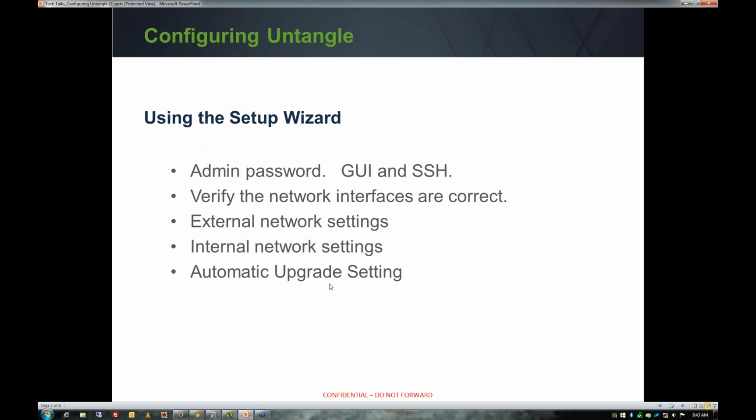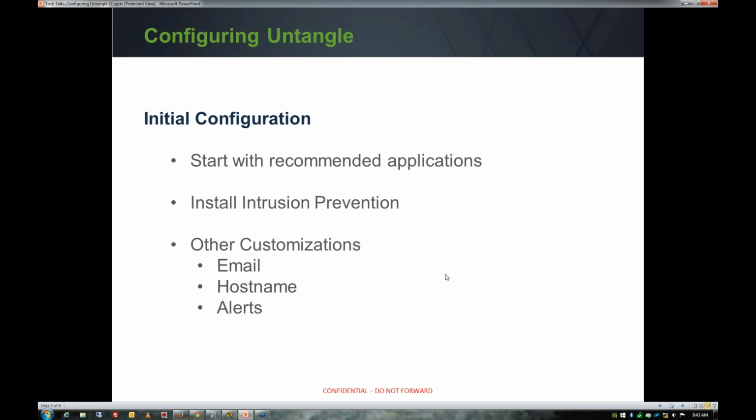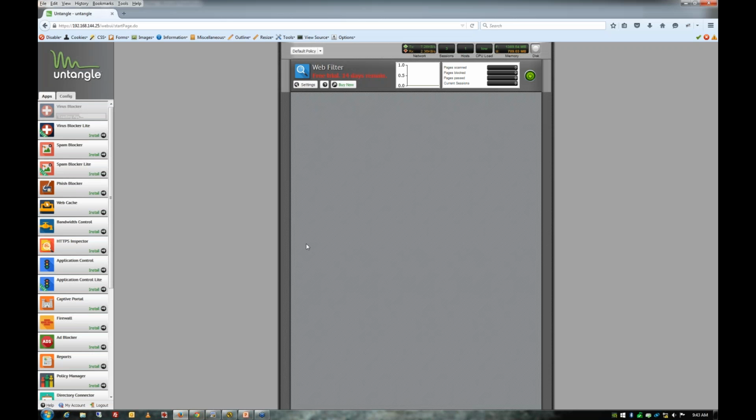So let's see. I went over the exceptions, and one of the things that doesn't get installed, and we're probably going to change this in the future, is we have a new version of intrusion prevention. It doesn't get installed with the recommended apps. Let's see here, and I do recommend installing it manually.